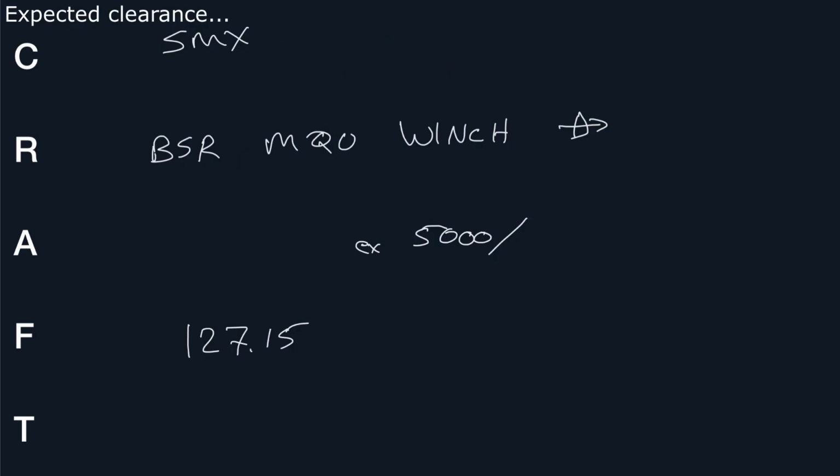Skyhawk 1322 Kilo, you're cleared to the Santa Maria Airport via the Watsonville 4 departure, Salinas transition, Victor 248, Paso Robles, Morro Bay, Winch, direct. Climb and maintain 5,000, departure frequency 127.15, squawk 4316.